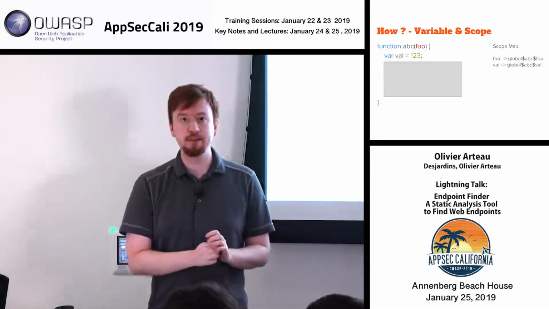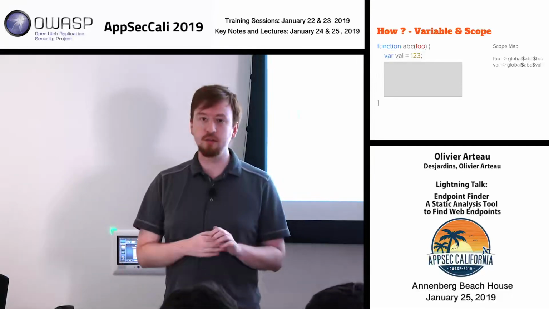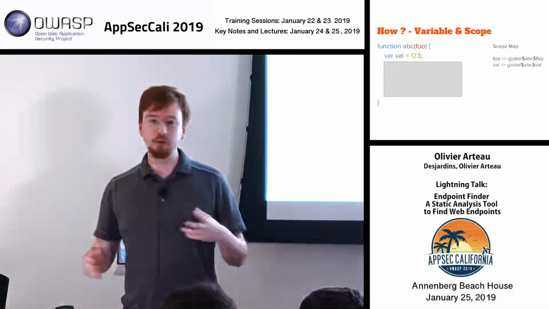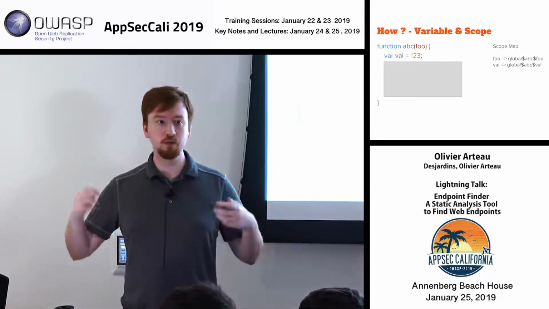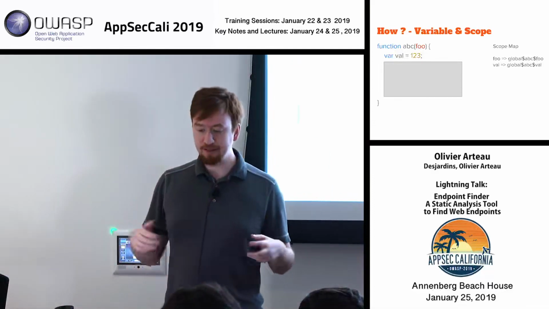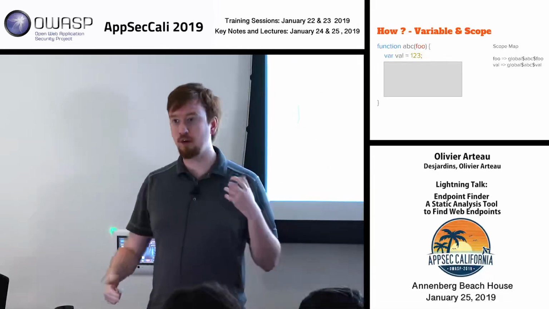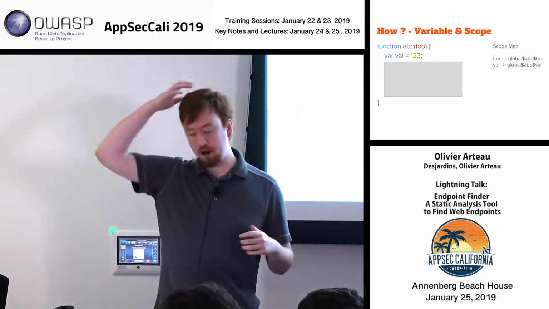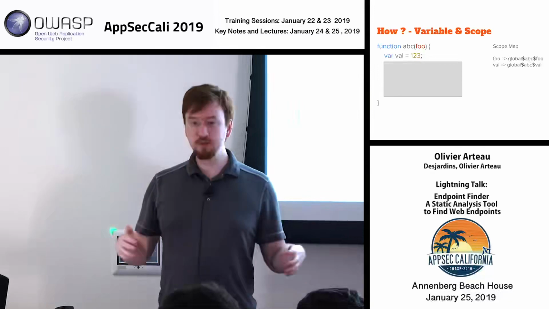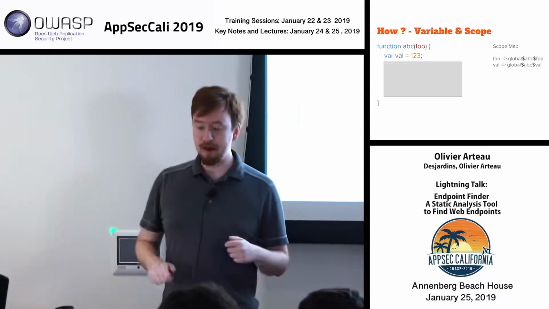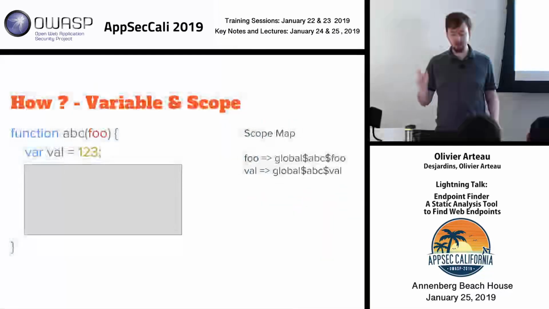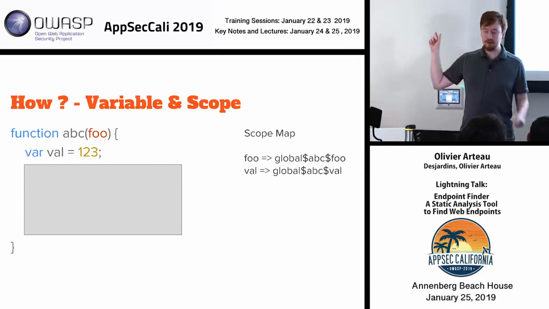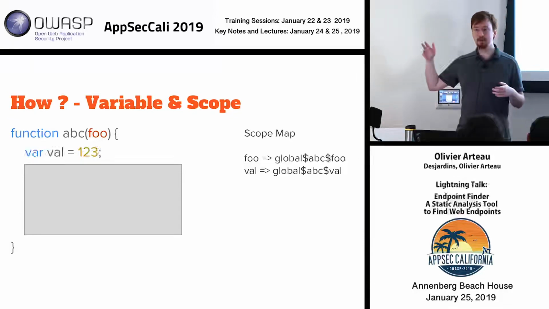So the way the engine deals with this is that, first of all, the symbols that we're using for variables are not directly the variable name. Whenever we encounter a new variable, we assign it some sort of unique identifier. And this really helps to correctly distinguish between variables which have the same name but are not actually the same variable. So when we start to analyze, let's say, the function ABC, we will build a map that says the variable foo actually maps to a symbol named global ABC foo, and the val variable maps to a symbol named global ABC val.